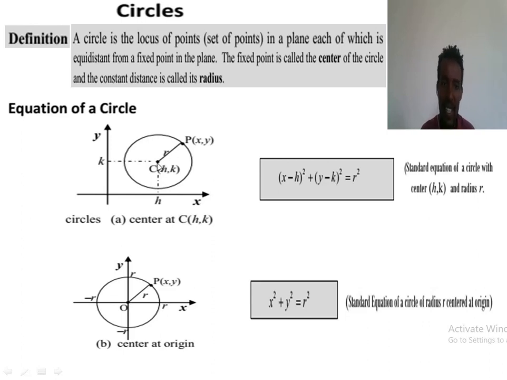ሌላኛው ደግሞ ኮንስታንት ዲስታንስ ከሁሉም ጋር ተመሳሳይ ወይም ደግሞ ኮንስታንት የሆነ ዲስታንስ ራዲየስ እንላለን። Therefore a circle is a locus of a point in a plane on which each point is equidistant from a fixed point in the plane is called a circle and this fixed point is called center and the constant distance is called radius. The next thing is how we can derive the equation of a circle.